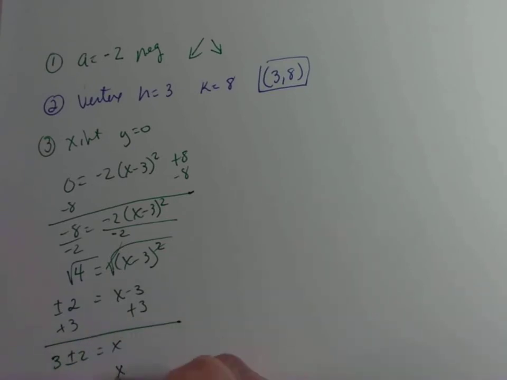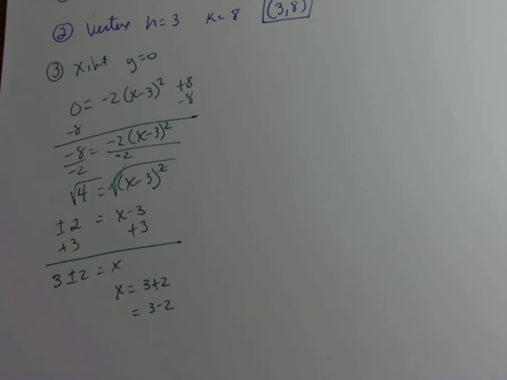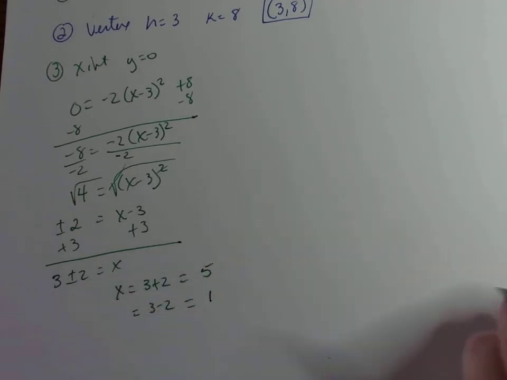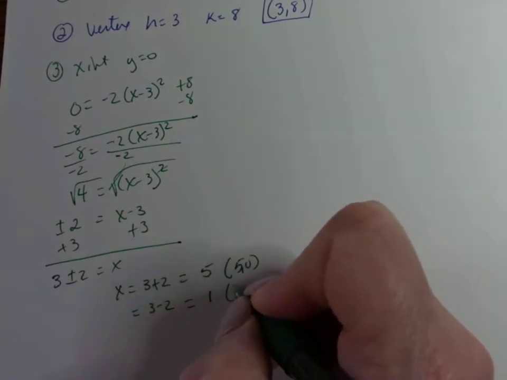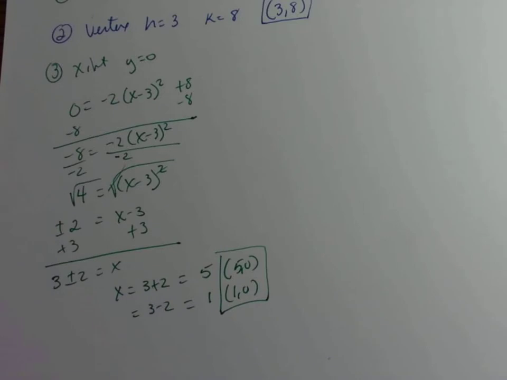Well, what this means is we have 3 plus 2 and 3 minus 2. You can't just combine 3 plus 2 to get 5, because there's plus or minus on that 2. 3 plus 2 will get you 5, but 3 minus 2 will get you 1. So this will give you the points (5, 0) and (1, 0) for your x-intercepts. The next step will be to find our y-intercepts.